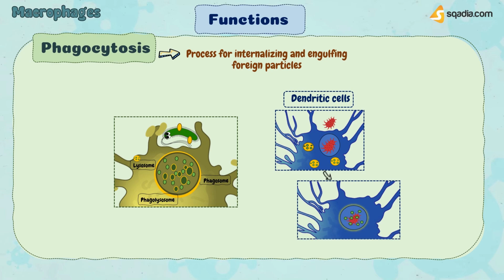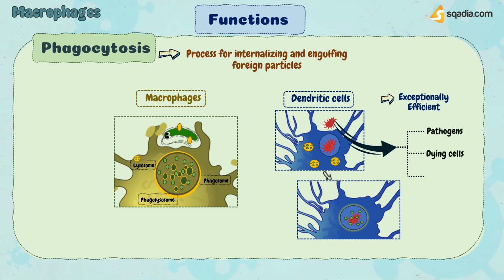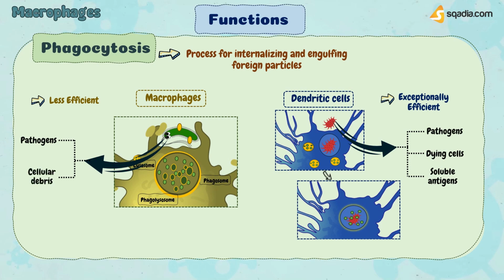Now, this capturing of antigen is done in a similar manner as in dendritic cells. But the antigen capturing by dendritic cells and macrophages exhibits significant differences as well. Dendritic cells are exceptionally efficient at capturing and internalizing a wide range of antigens, including pathogens, dying cells, and soluble antigens. But macrophages are not as efficient as dendritic cells, and they primarily focus on engulfing pathogens and cellular debris present in the tissues.